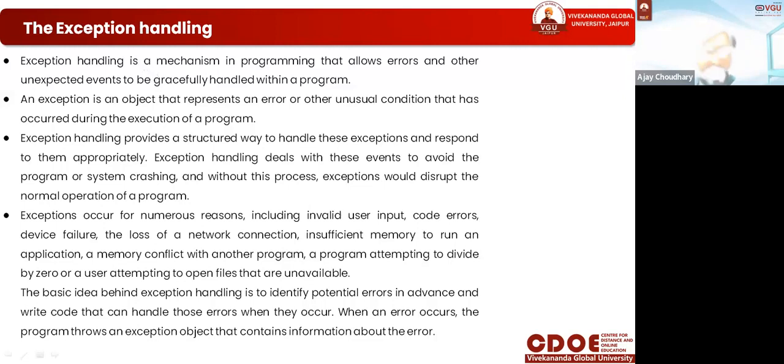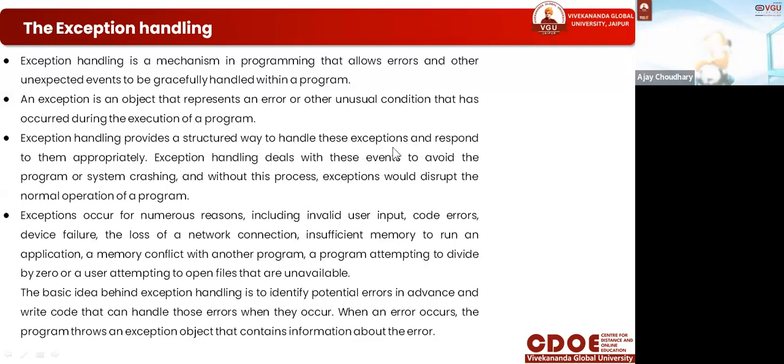How we handle these kinds of errors and events that affect our program, these are called exceptions, and how we handle them in code is called exception handling. An exception is an object that represents an error or another unusual condition that has occurred during the execution of a program. When we execute our program and get some error or unusual condition in the output, that is called an exception. Exception handling provides a structured way. Structured way means we have a guideline, a step-by-step process to handle these errors.